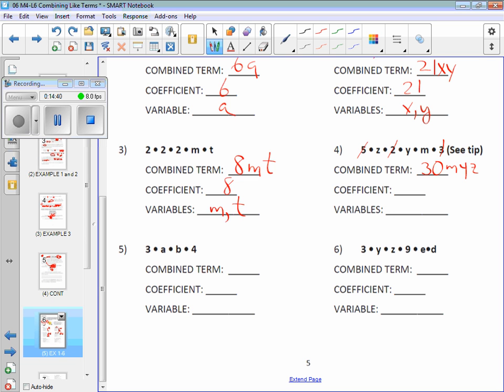We're going to do a few more together, and then I'm going to let you finish it up on your own because you're getting it. All right, Julia, go. Sounds good to me. Coefficient 12, variables a and b. Number 6 is easy too, but I want to see if you can remember to put it in alphabetical order.